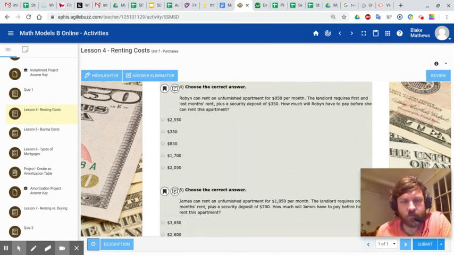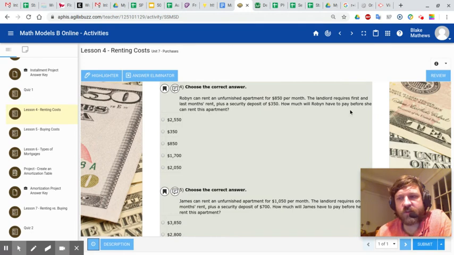So like number 4, Robin can rent an unfurnished apartment for $850 per month. The landlord requires first and last month's rent plus a security deposit of $350. How much will she have to pay before she can rent? This is pretty standard, pretty typical. When you sign a lease, you have to pay 2 months' rent at the beginning, and then a security deposit, which is basically to cover any potential costs of fixing things that are broken after you move out, or to clean it and stuff like that.